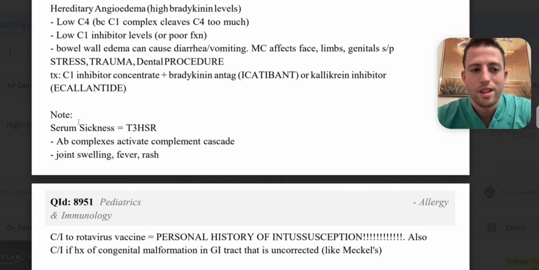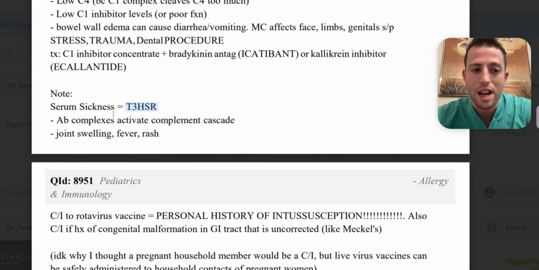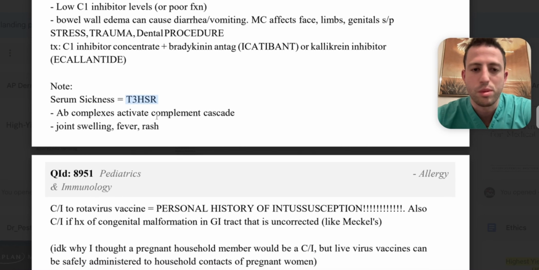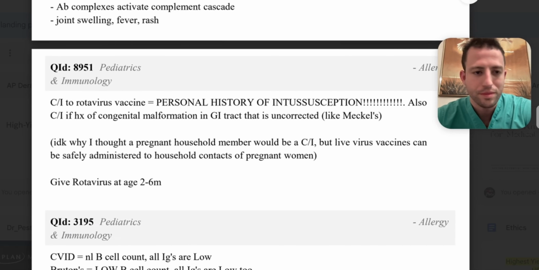A little note here, serum sickness is a type 3 hypersensitivity reaction. It's an antibody complex that activates the complement cascade. You get joint swelling, fever, and rash. Serum sickness is pretty tough to diagnose. You have to have it really high on your differential usually to get those questions correct.